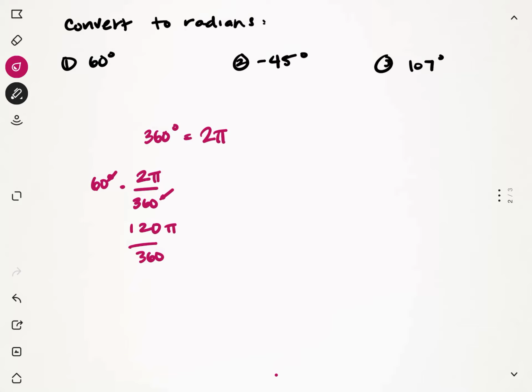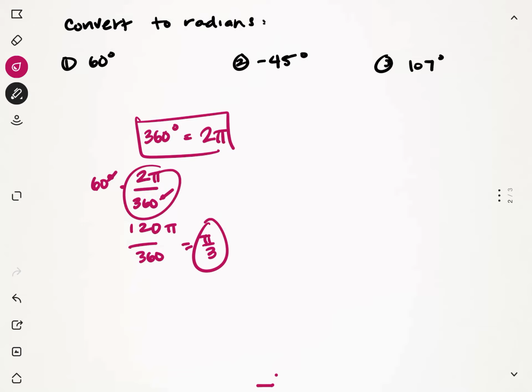And then when we reduce, this is going to be pi over 3. All right, so just to recap, we always work with this idea 360 equals 2 pi. So we're just going to write a fraction. We're going to write our 2 pi divided by 360.